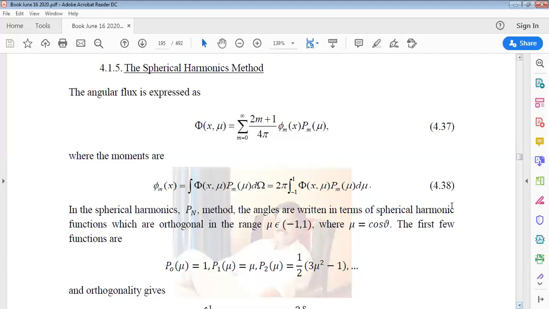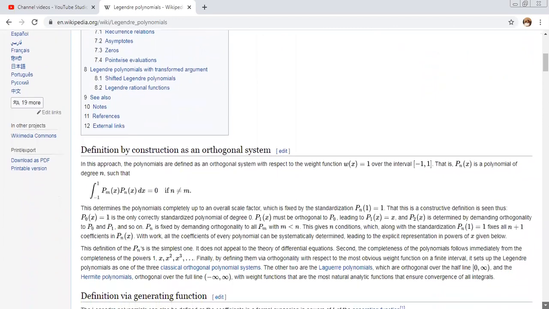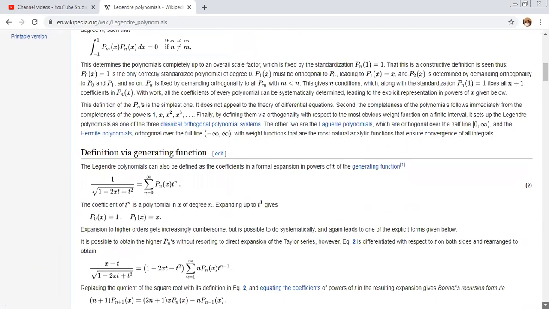Now, let me give you a little introduction to the Legendre polynomials. Let's take a look over here, taking you to Wikipedia. These are the first six Legendre polynomials. This is the orthogonality condition I was telling you about: if n is equal to m, then it gives you something, otherwise it gives you nothing. Okay, so that's the orthogonality condition.